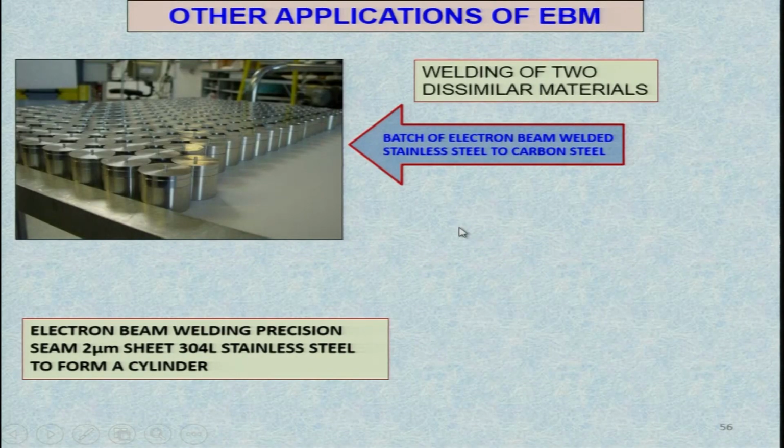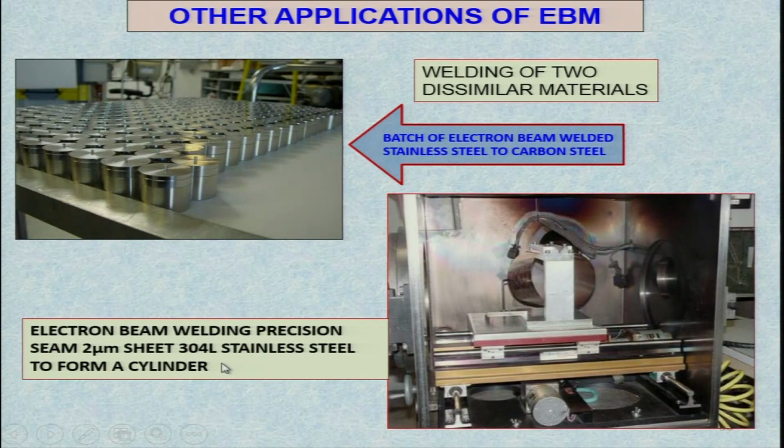There are other applications which are shown over here, like welding of two dissimilar materials. Here electron beam has been used to weld two dissimilar materials, because in general welding of two dissimilar materials is very difficult. So, a batch of electron beam welded stainless steel to carbon steel is there. Electron beam welding precision: the same, 2 micrometer sheet of 304L stainless steel to form a cylinder, that is being done over here, and such kind of typical applications you can use electron beam micromachining and electron beam welding as shown over here also.